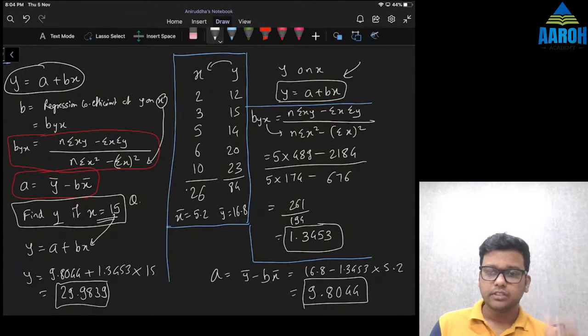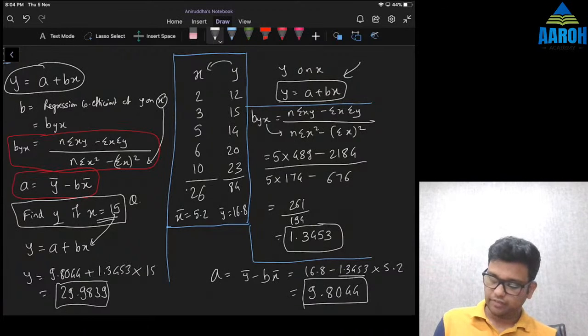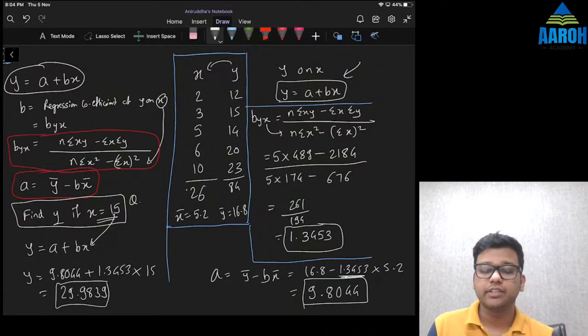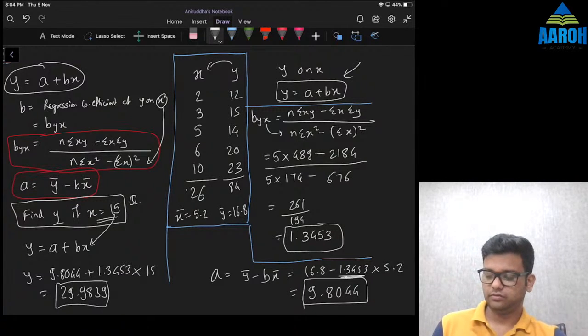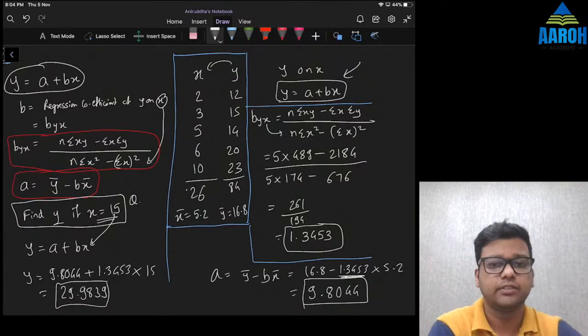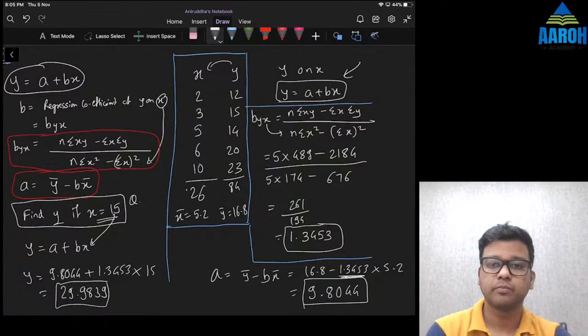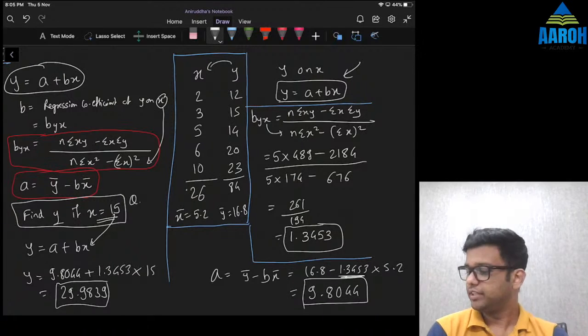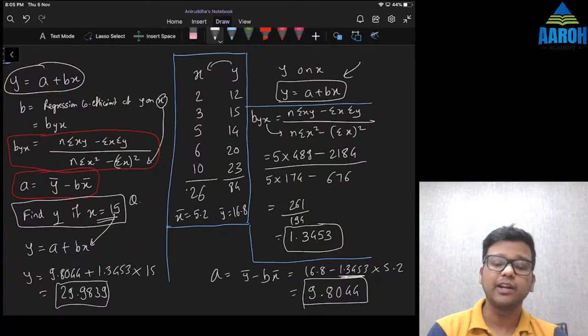Sanika, check if you have taken this b properly. You might have taken 1.4353. Check once. Let me know when you get the answer, so that we'll go to the next one, x and y. Correct, Vishwajit. Around 30, that is correct.